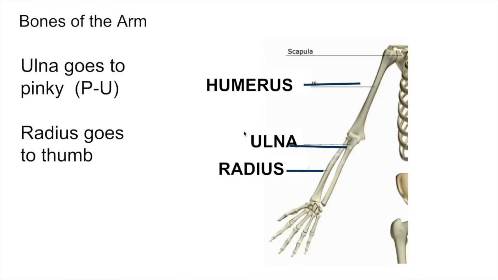All right. Working our way down here, bones of the arm. So we have the humerus. We get to our elbow, and then we have 2, the radius and the ulna. All right. So the ulna goes to the pinky. I like this one: PU, right? PU, pinky, ulna. All right. On the thumb side of your arm is where your radius is. So think about your thumb, and that's where we take a radial pulse.